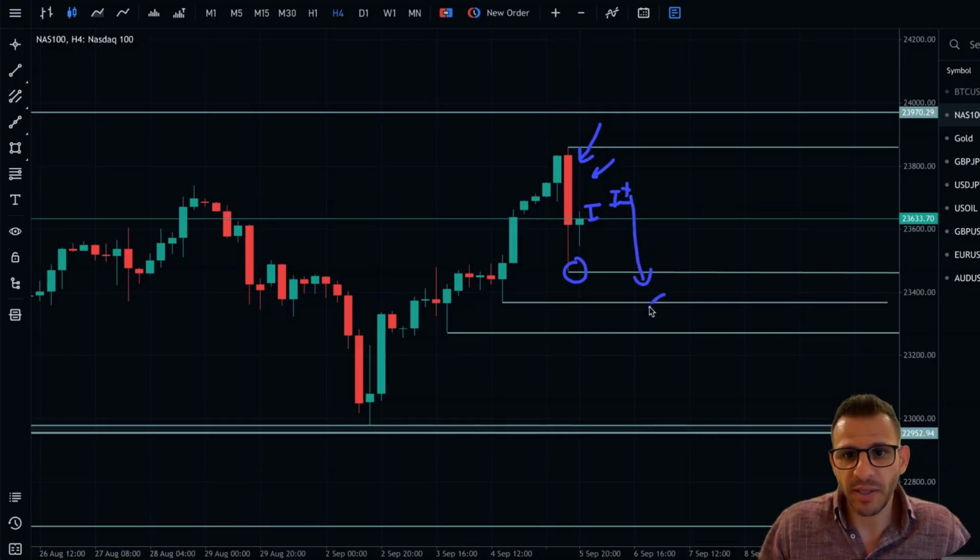And in this case, the next areas of support, the key levels of support on the 4-hour chart, are these three here. On the other hand, if something changes and the price breaks above this high, the price most likely will keep on going further to test the all-time high.